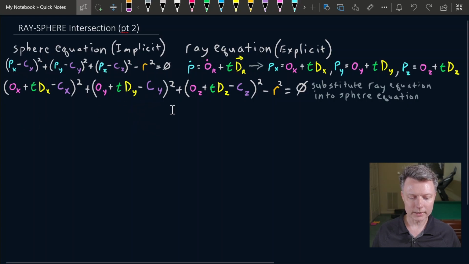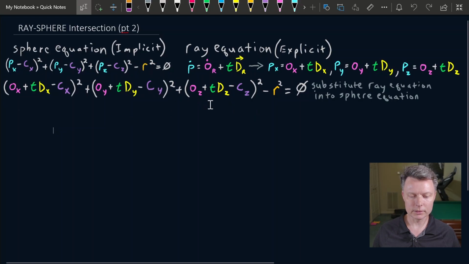So now on the next line, that's exactly what I've done. And so you can see where you see px before, now we have ox plus t dx. And then you just continue on with the equations. So it says minus cx, and then all that squared. And then you do the same for the y's squared, plus the same for the z's squared. And then finally minus r squared equals 0.